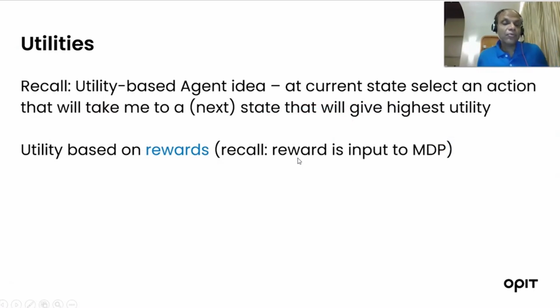Okay. Now, we had talked about rewards a few slides ago, reward associated with states or state, action, and next state, and so on. Let's now tie rewards to the utility. If you remember, the idea of a utility-based agent was that at each state, it was trying to select the action that would give it the maximum expected utility. This was what we learned in the simple decision-making module.